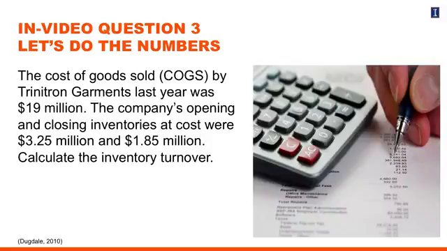So in terms of taking the same example that we had earlier, the cost of goods sold was 19 million. The company's opening and closing inventories were 3.25 and 1.85. Now you can go ahead and calculate the days of supply for this company.